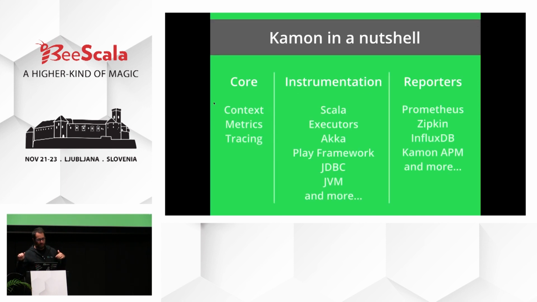So we created this library that has basically 3 main components. The core library, which is just a library for metrics, context propagation, and distributed tracing. That's it. It doesn't know about anything. I mean, it's written in Scala, but it doesn't know about Akka, it doesn't know about JDBC, it doesn't know about anything. It's just APIs for you to get a way to instrument your applications so that you can get this information out of them.